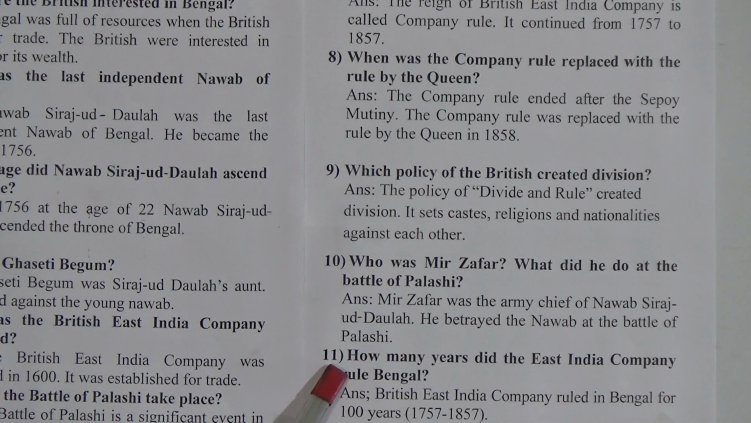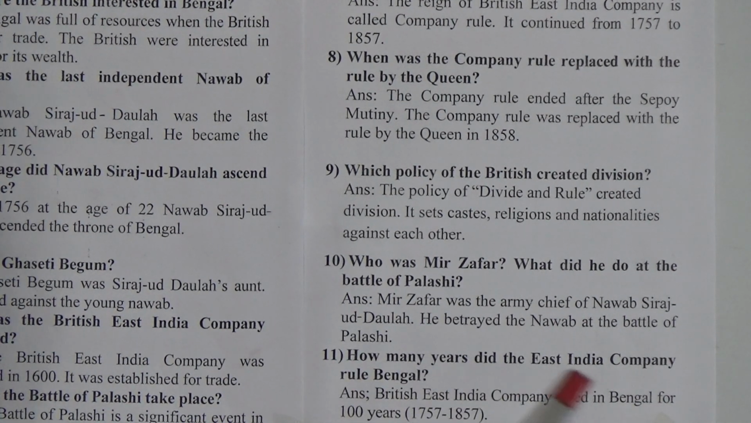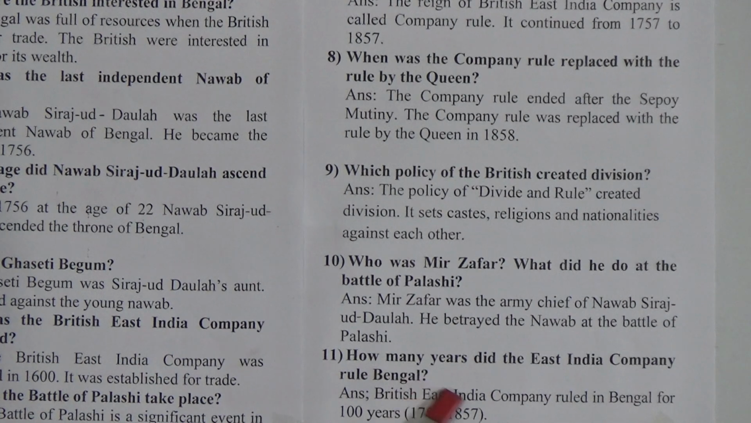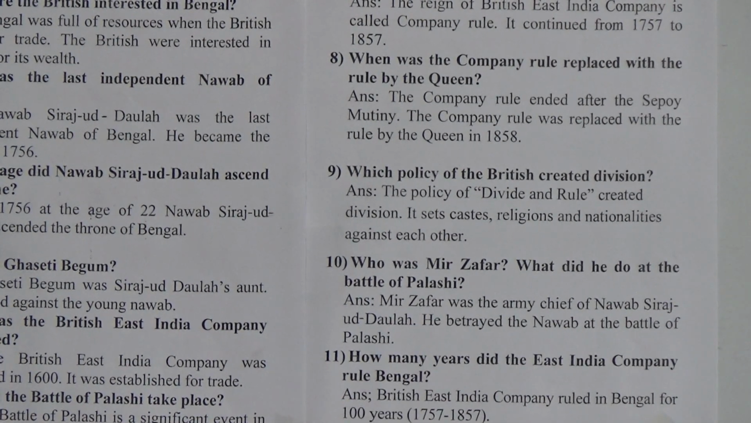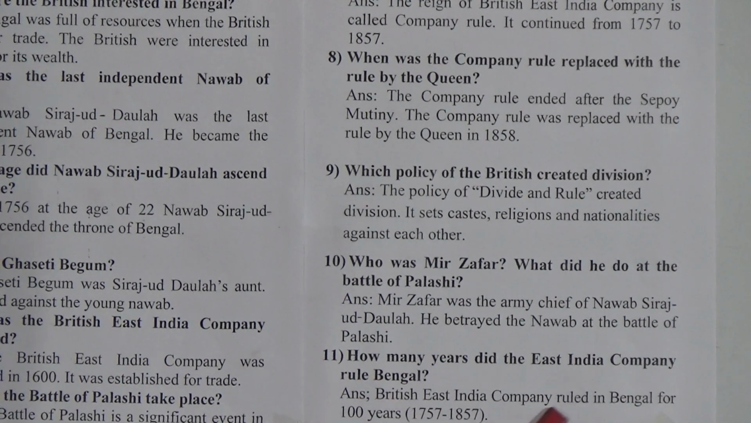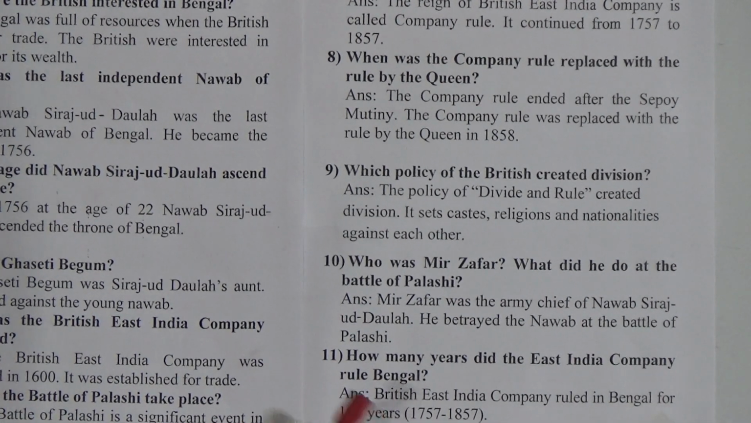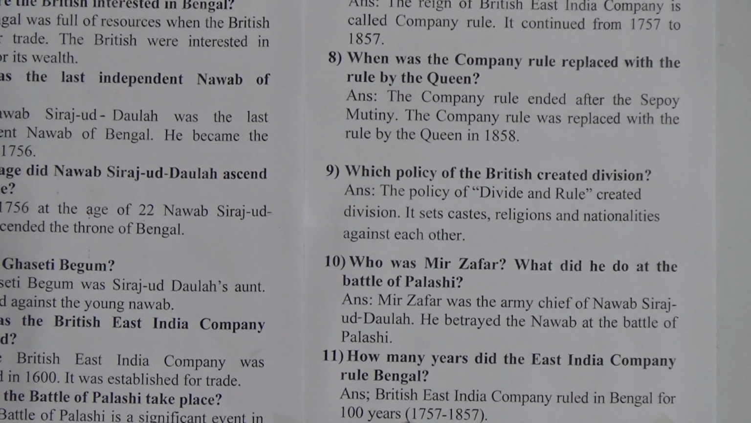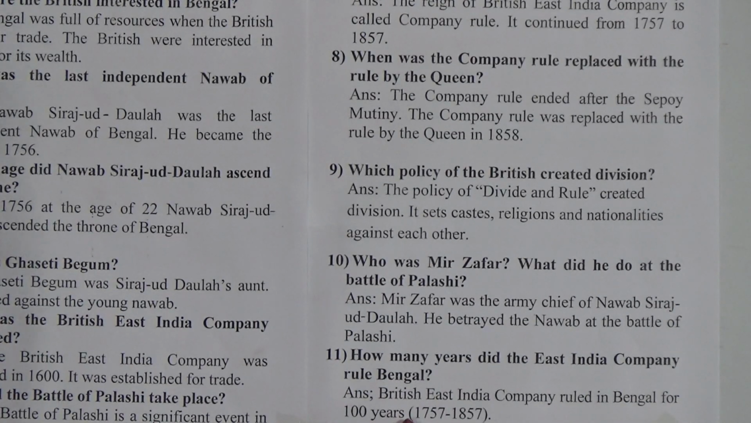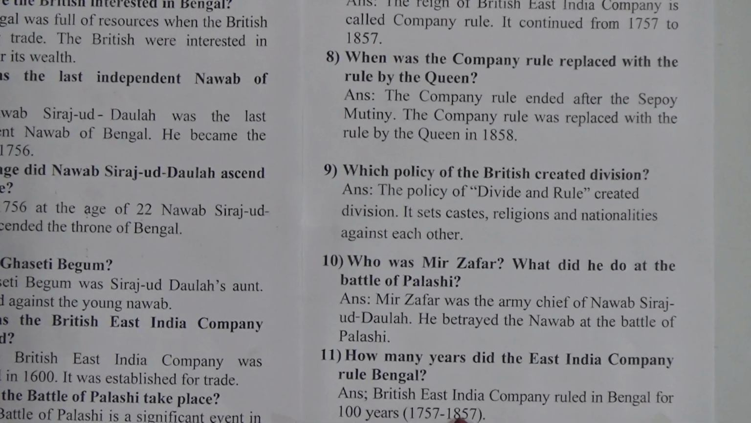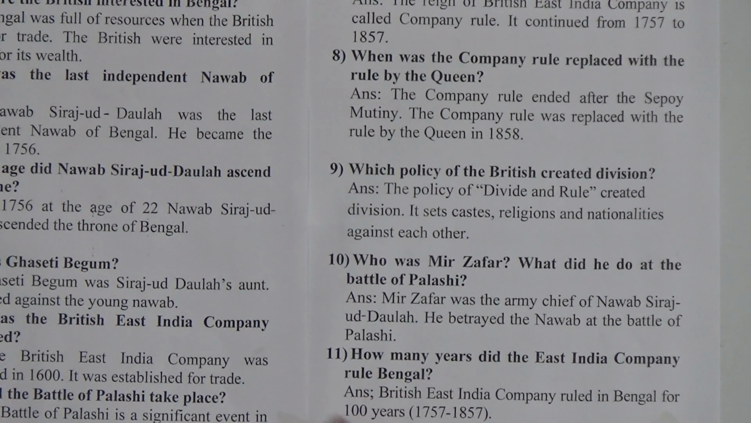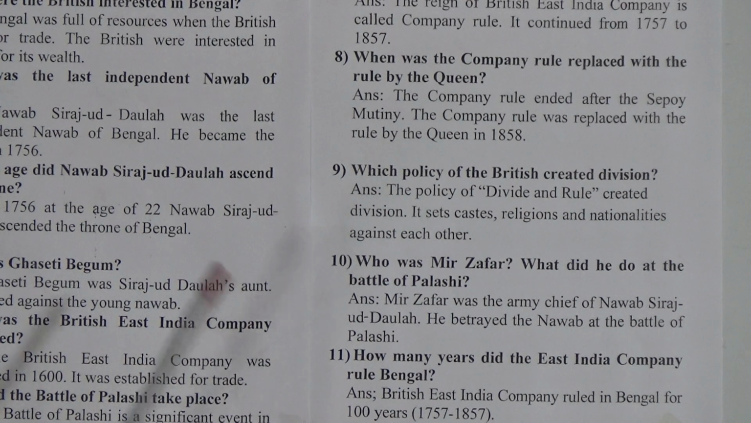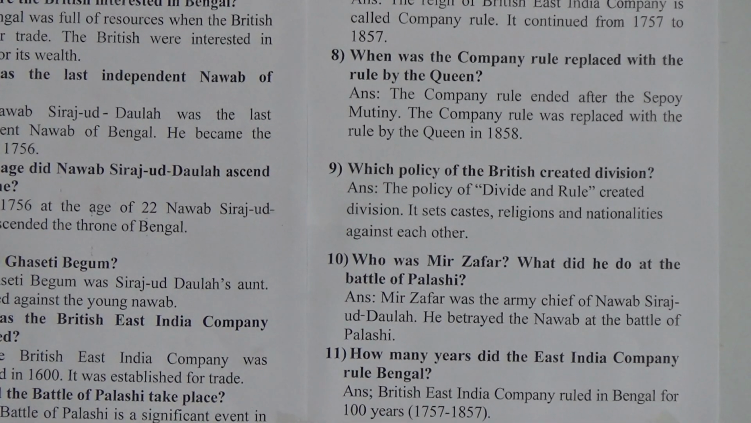Now number 11, how many years did the East India Company rule Bengal? We all know that it is 100 years. So the answer is, the British East India Company ruled Bengal for 100 years. That means from 1757 to 1857. So this is our last question and answer, and there are 11 question answers for today.